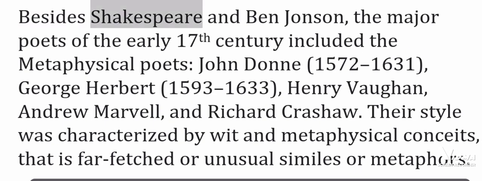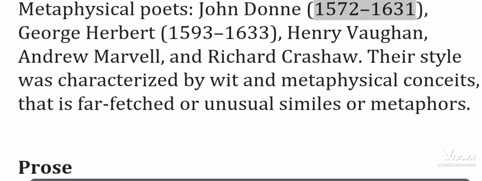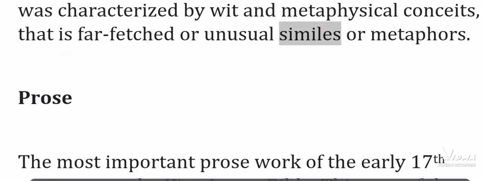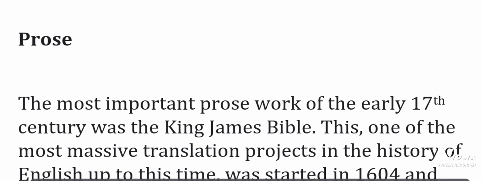Besides Shakespeare and Ben Jonson, the major poets of the early 17th century included the metaphysical poets, John Donne, 1572 to 1631, George Herbert, 1593 to 1633, Henry Vaughan, Andrew Marvell, and Richard Crashaw. Their style was characterized by wit and metaphysical conceits, that is far-fetched or unusual similes or metaphors.